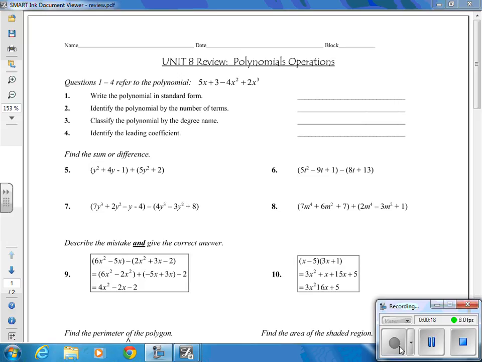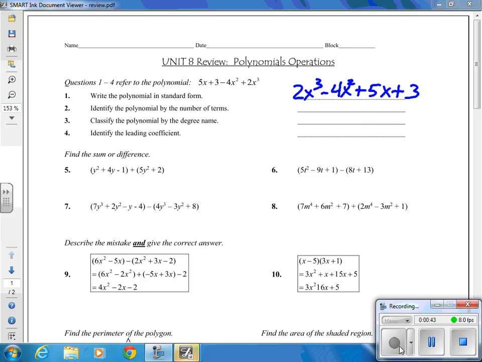Number 1 says write the polynomial in standard form. Remember that all that means is to put it in order from highest power to lowest power. So the official answer would be 2x to the third power minus 4x squared plus 5x plus 3. Because when it is not in standard form, you cannot even begin to answer the rest of the questions that are here. For number 2, it says identify the polynomial by the number of terms.